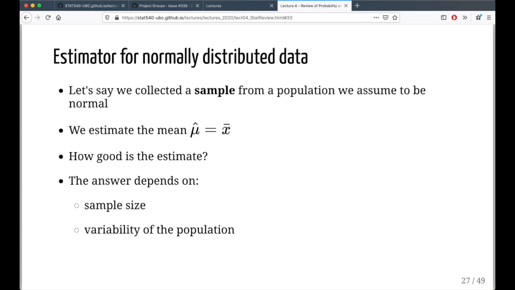The first is the sample size. How many observations do we actually have in our sample? What is the value of that n? The second is the variability of the population. Are all the samples very similar to each other in that population, or are they all very different?